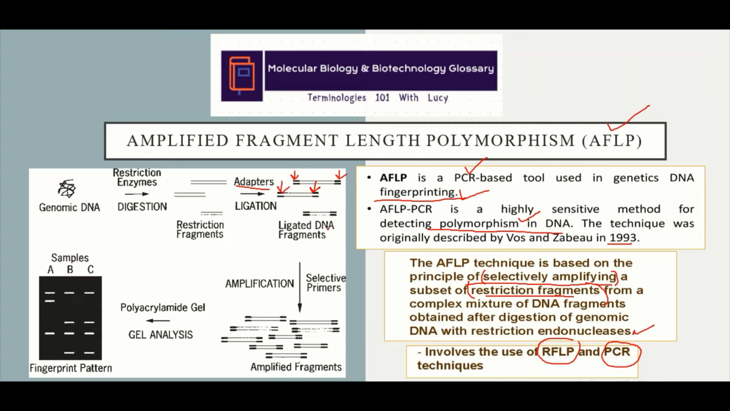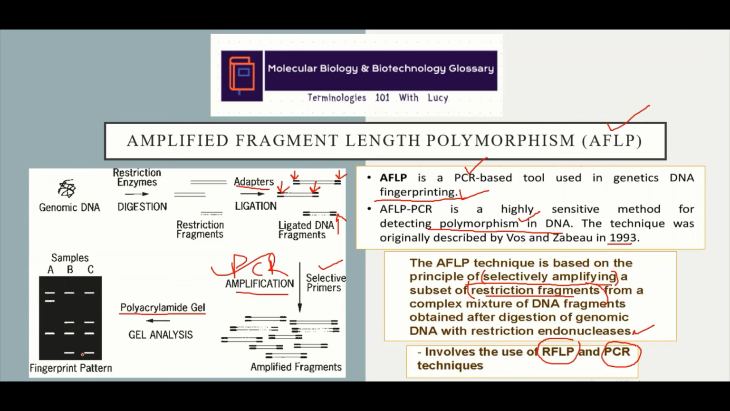Once you have ligated the DNA fragments, we are going to now do PCR amplification. So here we use selective primers, or primers that are specifically complementary to our ligated DNA fragments. And once the primers bind, then we do amplification so that we can have multiple, or millions, of copies using PCR. Then after that, we run what we call polyacrylamide gels or do gel electrophoresis, because this helps us separate our amplified fragments in terms of their sizes.